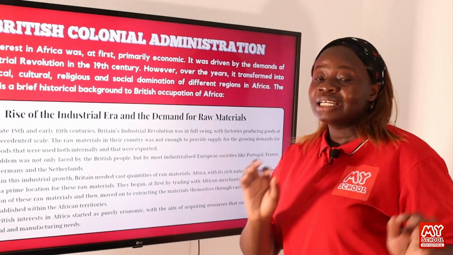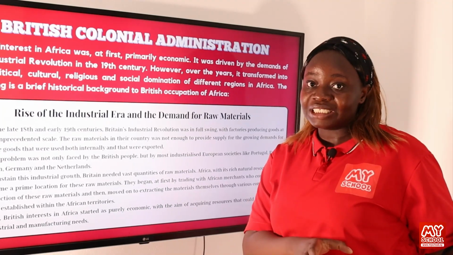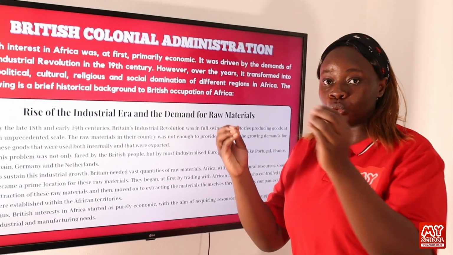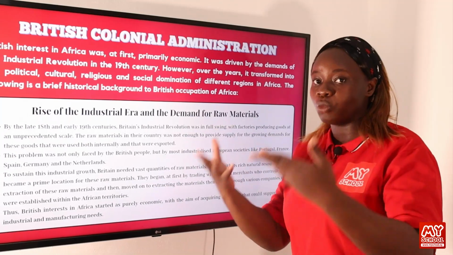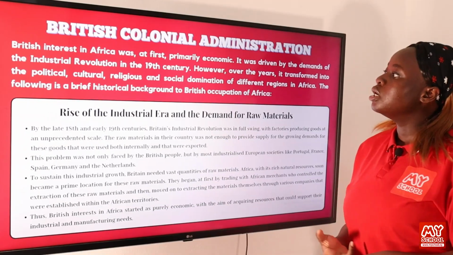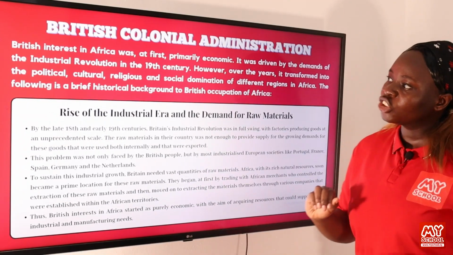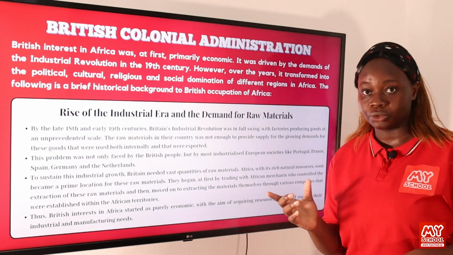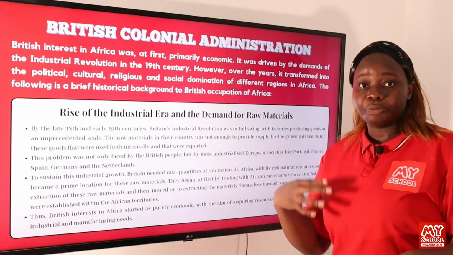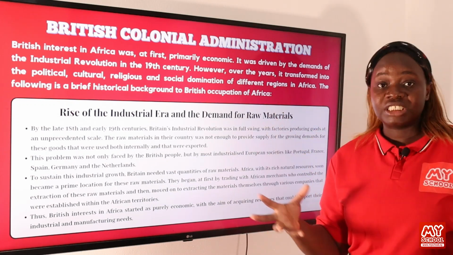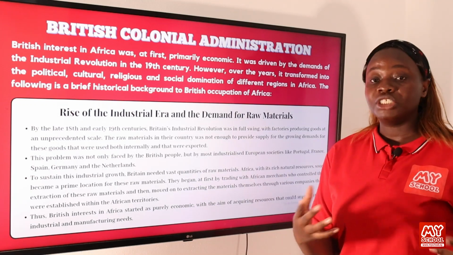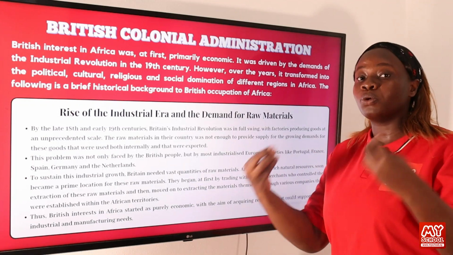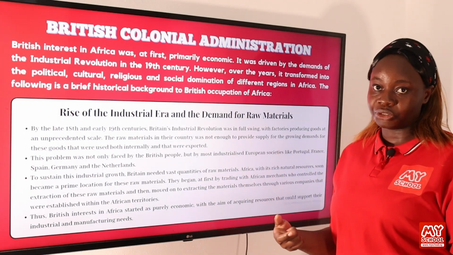Because of that, they found out that the raw materials within the British Empire were not enough to fuel their industries, and so they needed more raw materials. This is the reason why they went to Africa, to Asia, and to Latin America to source for these raw materials. However, over the years, it transformed into the political, cultural, religious, and social domination of different regions. After a while, the British people started to dominate these areas politically, culturally, religiously, and socially. They were trying to impose their culture onto these African territories.